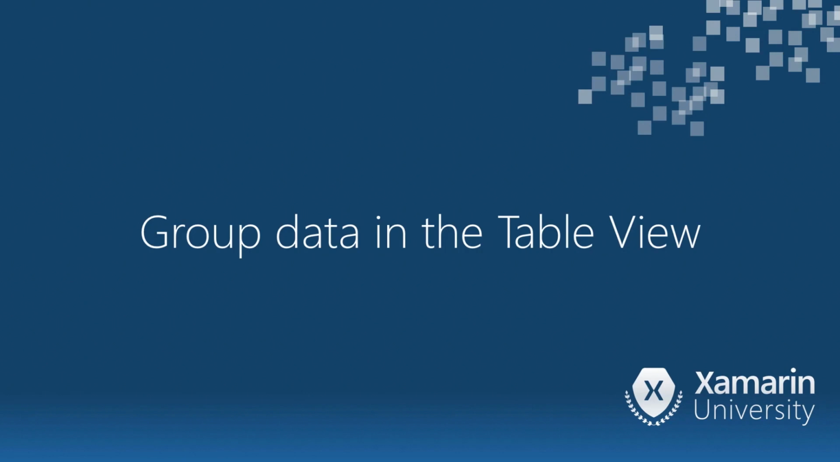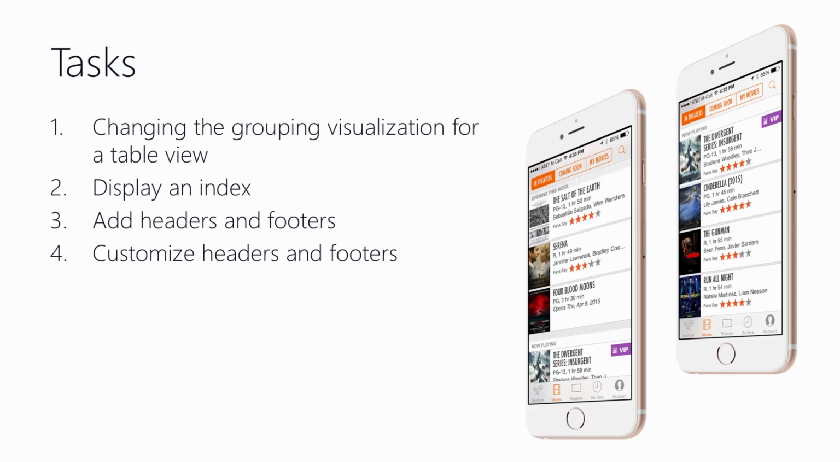Now let's look at some additional features we can use when our data is separated into logical groupings. We'll start by changing the visual appearance of the table view to show groups. Then we'll add an index for quicker navigation, and finally we'll see how to add headers and footers for each section.